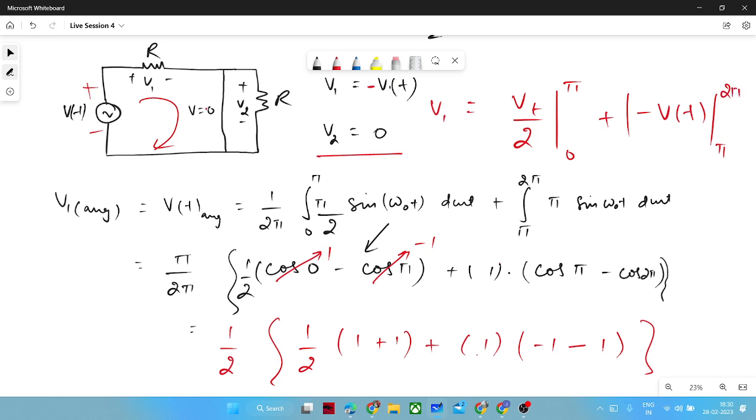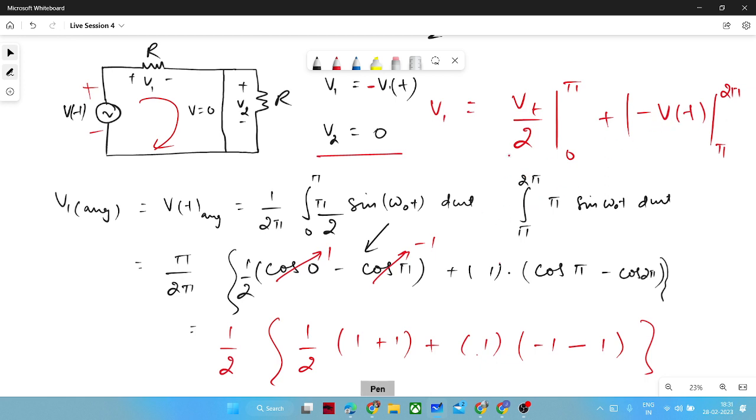We have the expression of Vt, that is pi sine omega naught t, right? And we are taking the average over the whole time period, so 1 by 2 pi, that is the time period. From 0 to pi it is Vt by 2, and Vt is pi sine omega naught t, right? So pi by 2 came from this Vt by 2. You got this? Okay, sir.